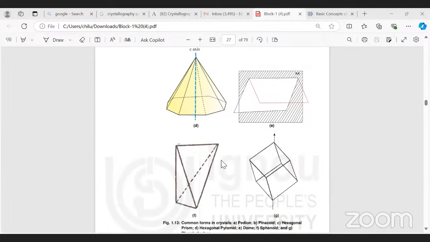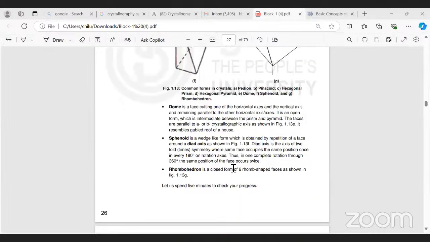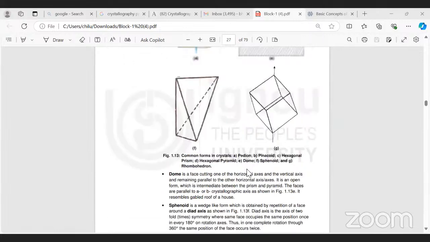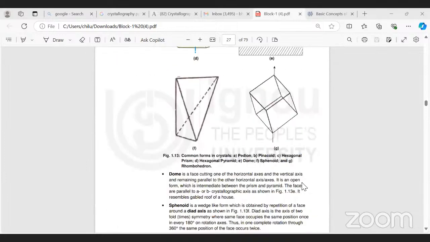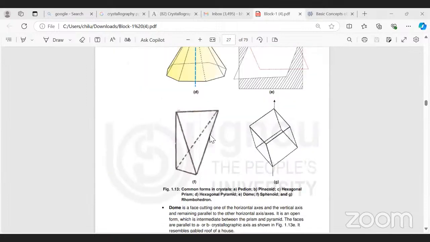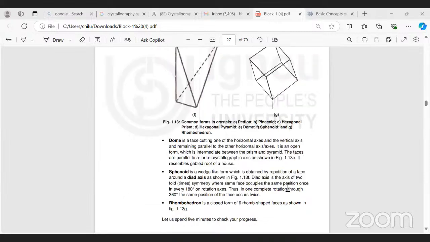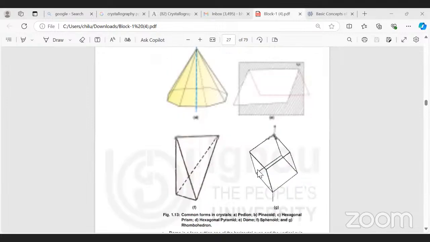Again, a dome structure is also there. And this is known as a sphenoid structure. This one is known as a rhombohedron. All these different formations are there.